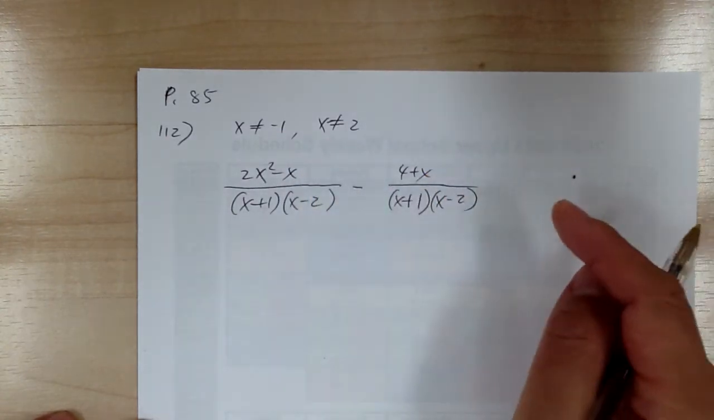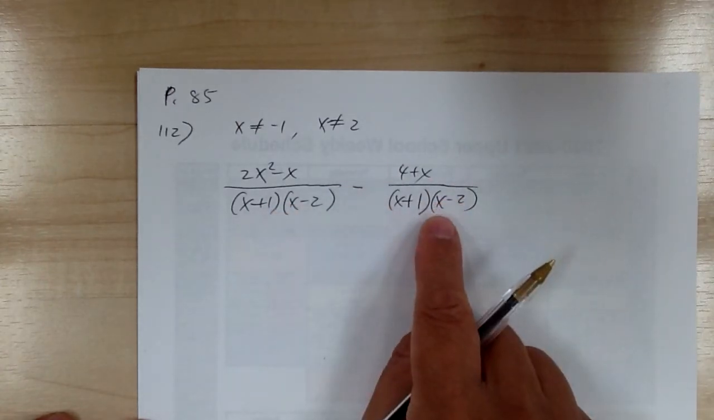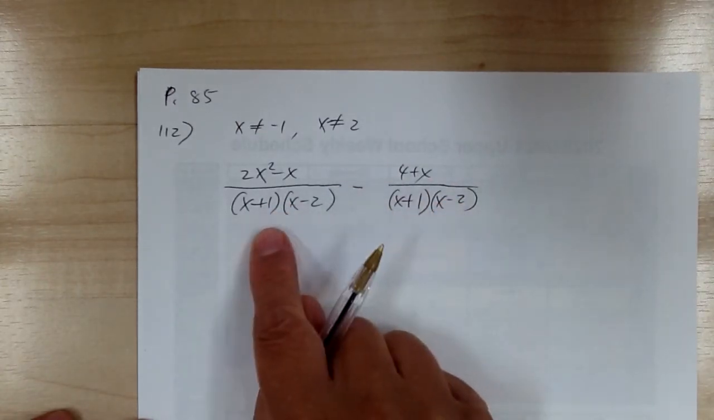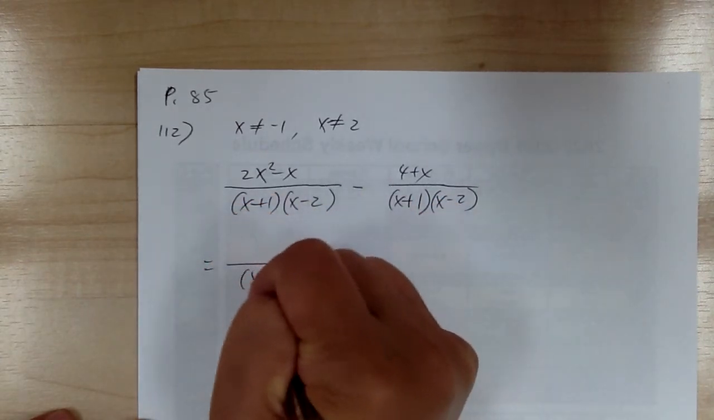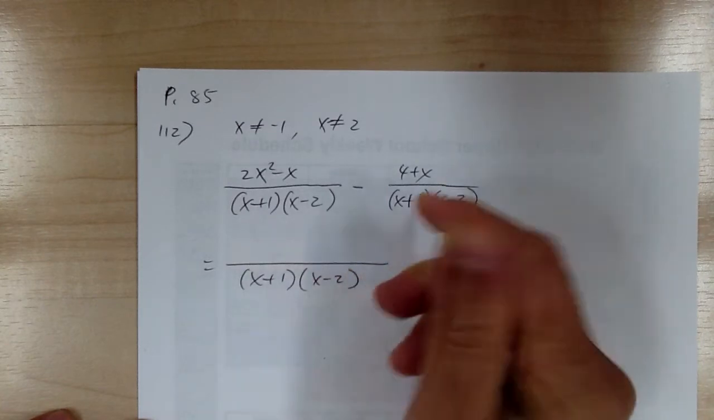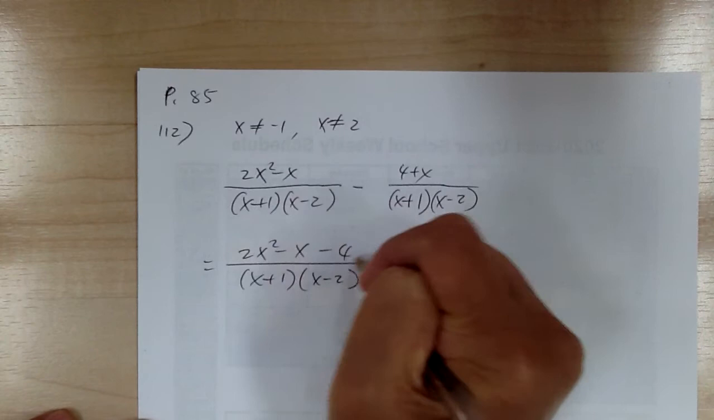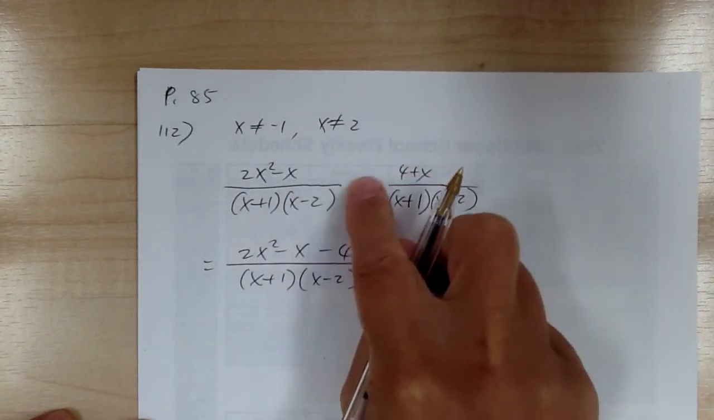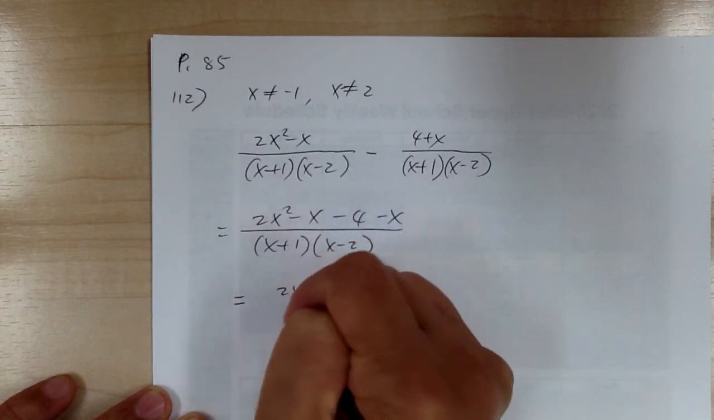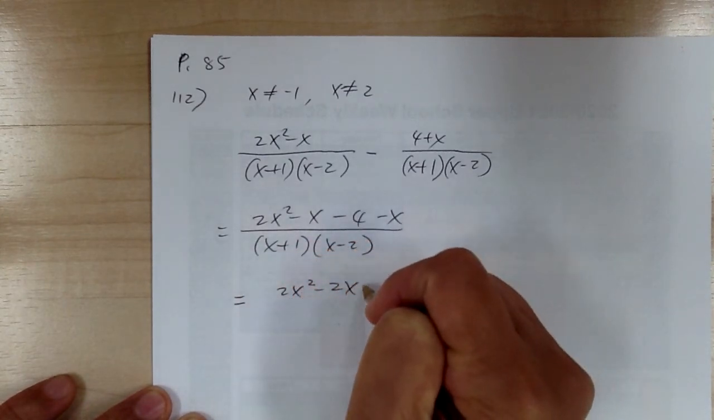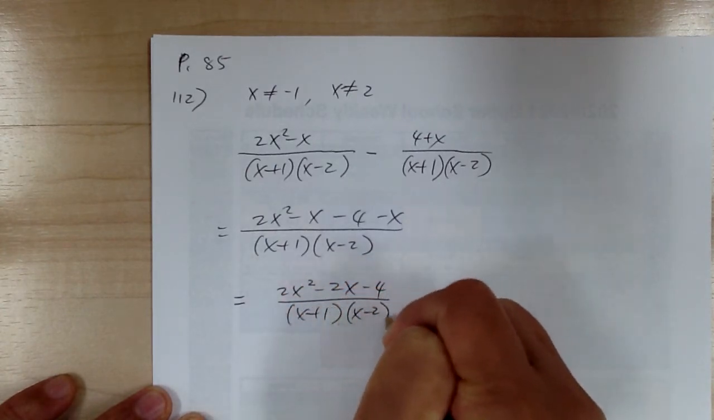Okay, but let's go work on this. So this is the subtraction of fractions, so you need to get common denominators. In this case, it's already a common denominator, so that's kind of nice. So you can just put all this together. You've got 2x squared minus x minus 4 minus x. Right, so you have to distribute the negative. And so this will equal 2x squared minus 2x minus 4 over x plus 1, x minus 2.